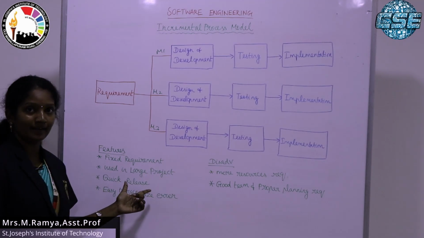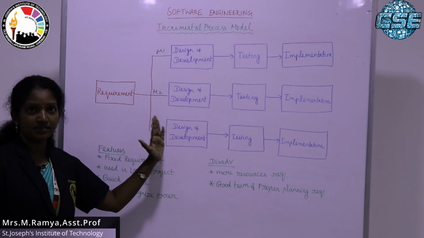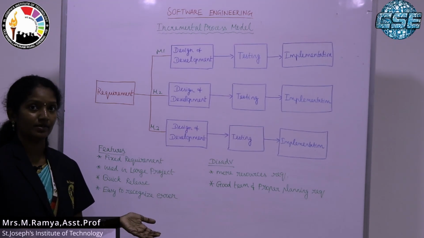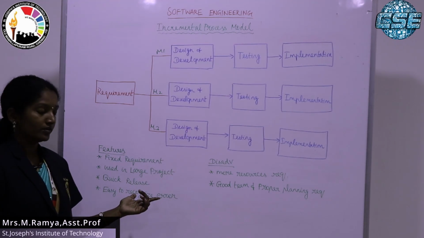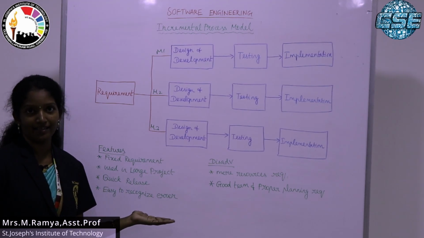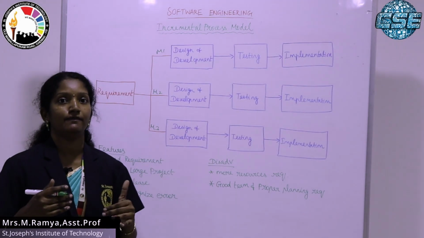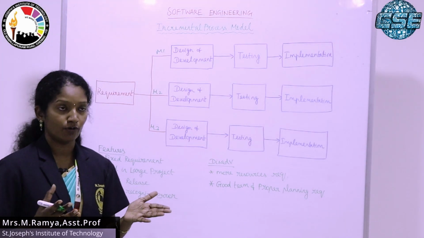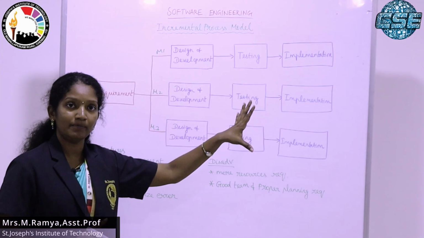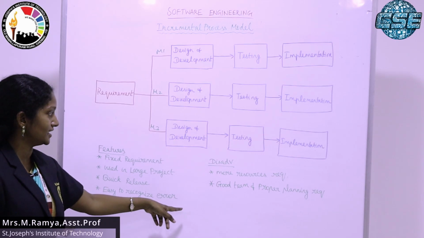Next one is quick release. Quick release means we are doing all the processes simultaneously at the same time, so we can deliver it to the customer in a lesser amount of time. That is called quick release. Next one is easy to recognize errors. Instead of creating the entire project and then finding out whether there is any fault, if we find the fault by creating the modules separately, it will be easy. That is called easy to recognize errors.